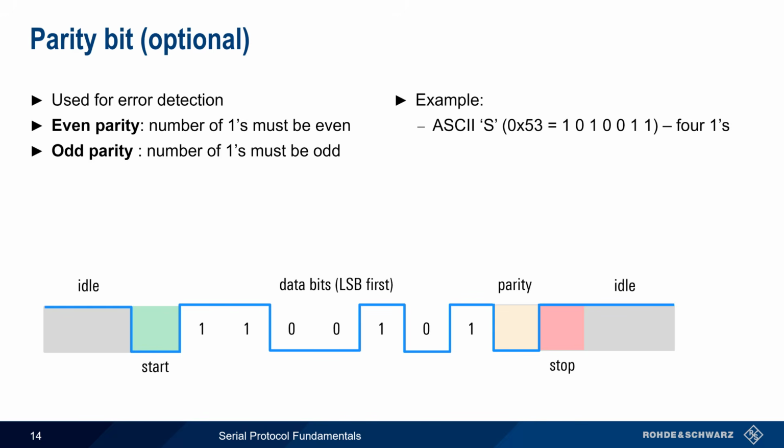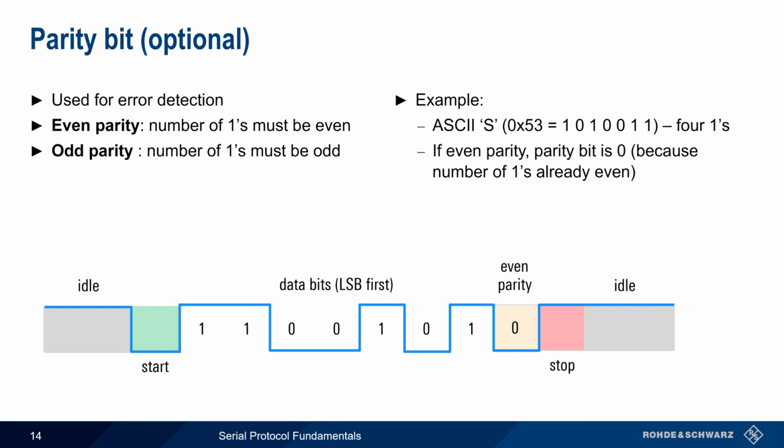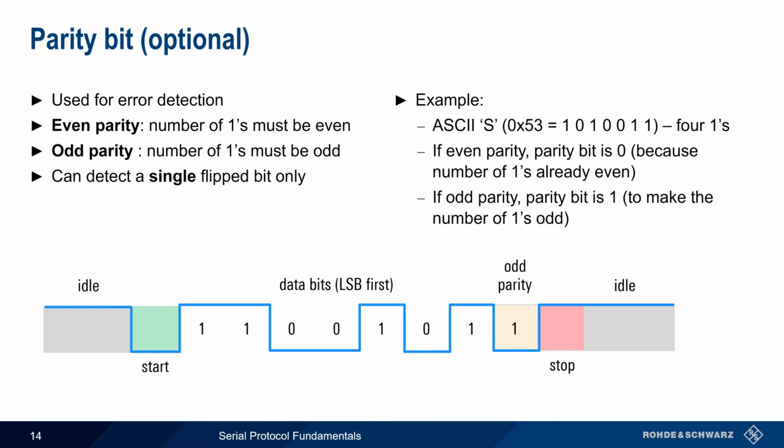We'll use the ASCII value for capital S again, which contains a total of 3 zeros and 4 ones. If we're using even parity, then our parity bit is 0 because we already have an even number of ones. On the other hand, if we're using odd parity, then our parity bit has to be 1 in order to make the frame have an odd number of ones. It should be clear that the parity bit can only detect a single flipped bit. If more than one bit is flipped or errored, there's no way to reliably detect this using a single parity bit.